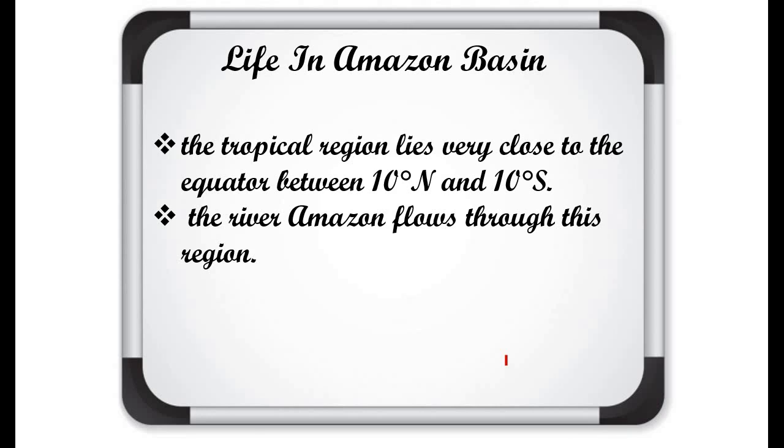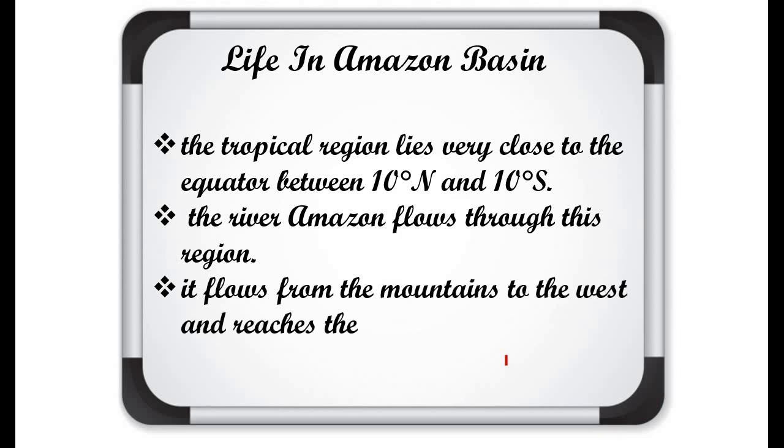The river Amazon flows through this region. So in this area the main river is the Amazon river. It flows from the mountains in the west and reaches the Atlantic Ocean in the east. Yes friends, in the previous lecture I showed with the diagram the extent of the Amazon river, that it originates from the mountains in the west, and on the way many countries are drained by the river Amazon, like Peru, Brazil, Venezuela, Ecuador. After that it falls into the Atlantic Ocean. So understood? Yes, this is the extent of Amazon basin.